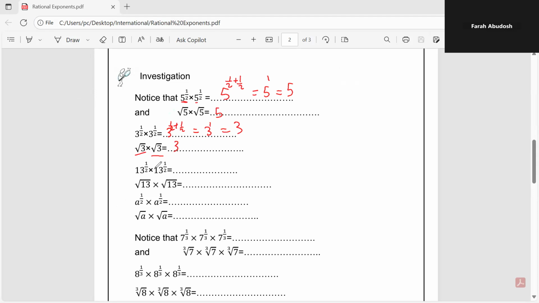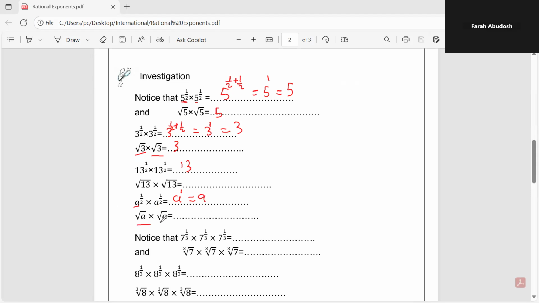13 to the power 1 over 2 times 13 to the power 1 over 2 is 13, because we add the powers, whatever the power is. Here it's 1 over 2 plus 1 over 2, because in multiplication, if we have the same base, we just add the powers. In general, a to the power 1 over 2 times a to the power 1 over 2: we add 1 over 2 plus 1 over 2, which is 1.